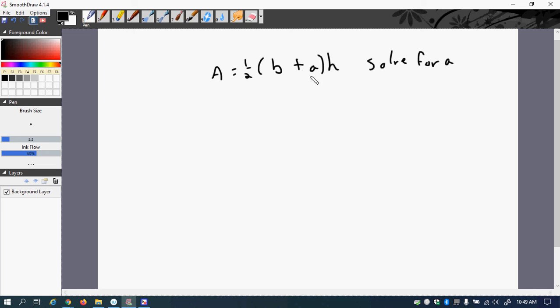I now go to, is there any multiplication or division going on? Well, I see that the h is being multiplied by everything here. So to undo the multiplication, I'm going to divide the whole thing by h on both sides. That way h divided by h is 1. Okay, and so now I have area over h equal to 1/2 times the two bases. So now I have to get rid of the 1/2.